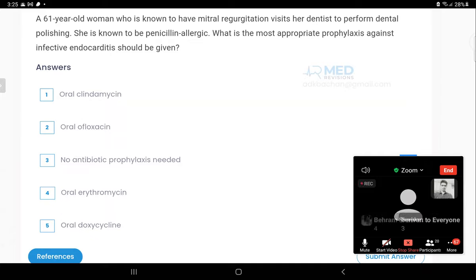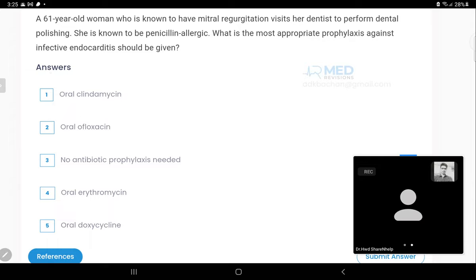Now, you see this person is 61, having mitral regurgitation. Where are they going? They're going to the dentist to perform dental polishing. Now, first thing is dental polishing. Is it an extensive procedure? Is it a procedure where you might need a prophylaxis?